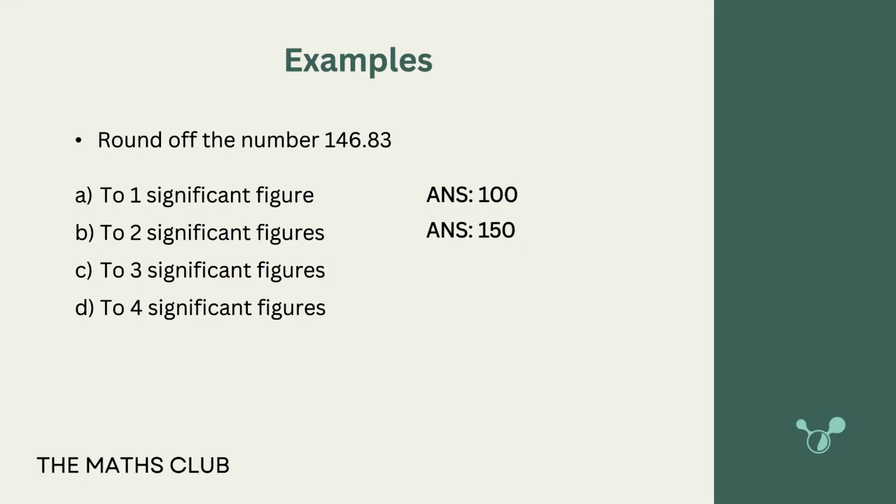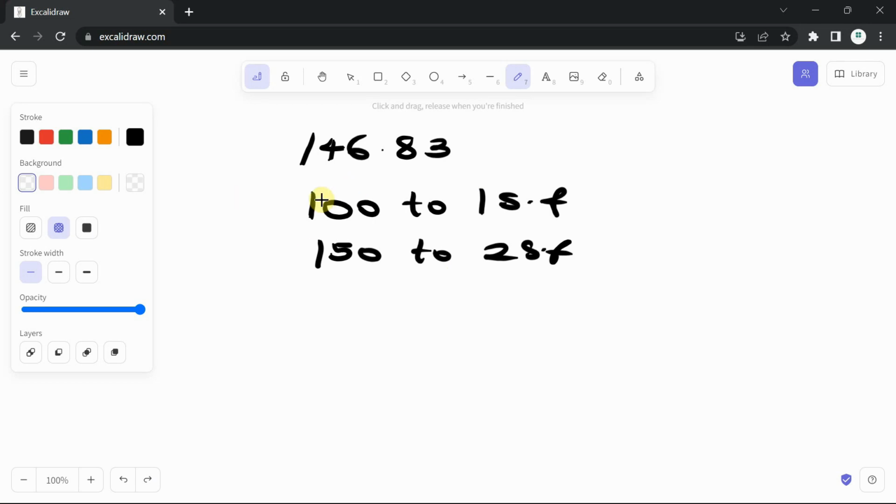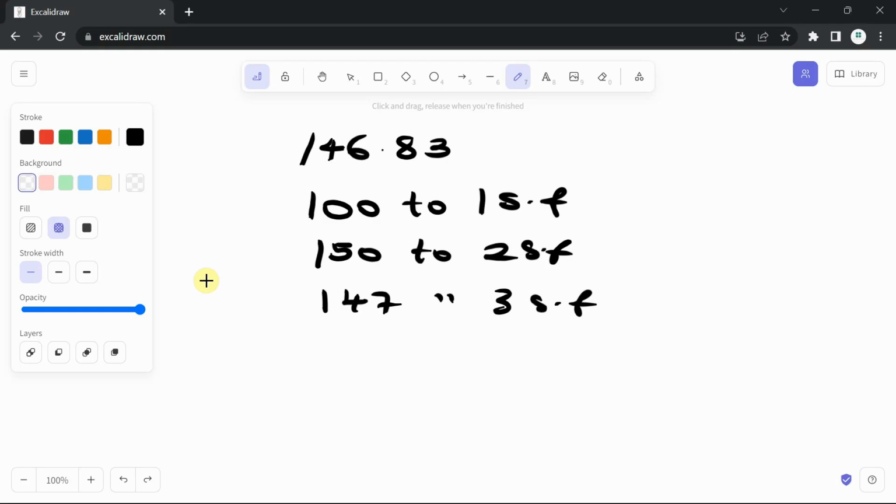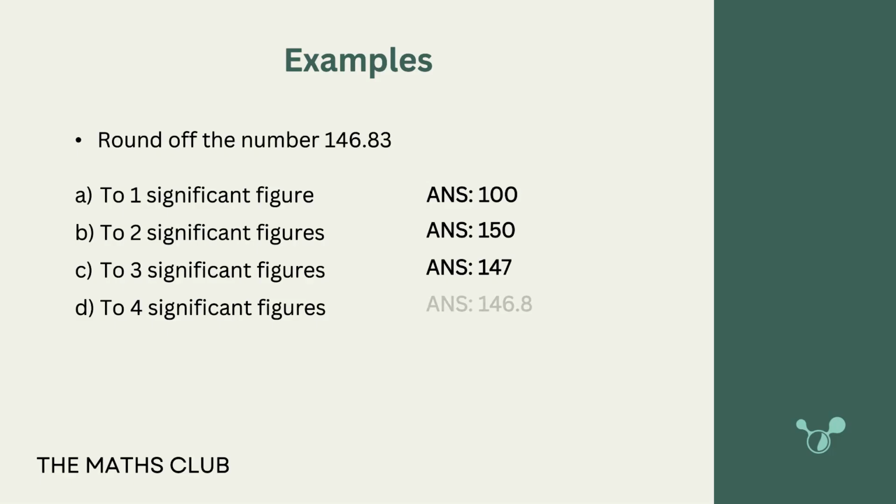Let's see if we're correct. Great. So three significant figures, right? Do you want to try that? Great, you got it. So that is 147 to three significant figures, and then the last one is to four significant figures. So that will be most, second most, third most, and fourth most. The guy after the fourth most is not up to 5, so that will be 146.8 to four significant figures. So that's basically about rounding off numbers.